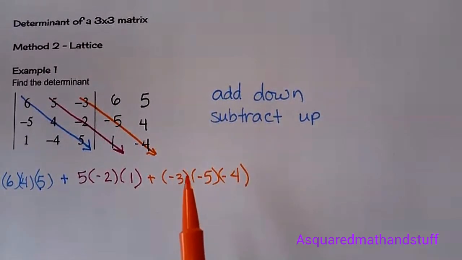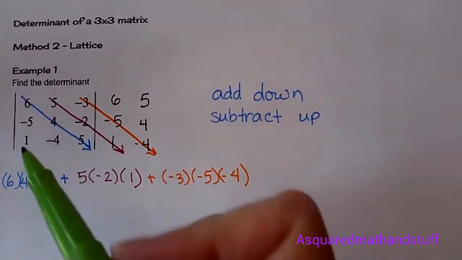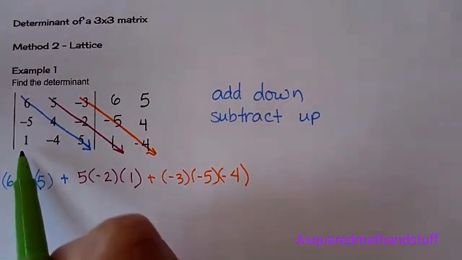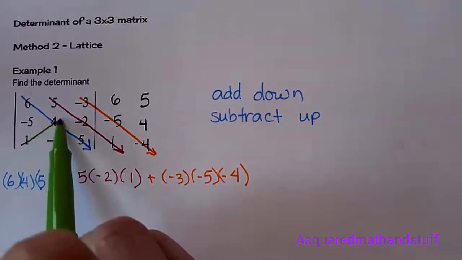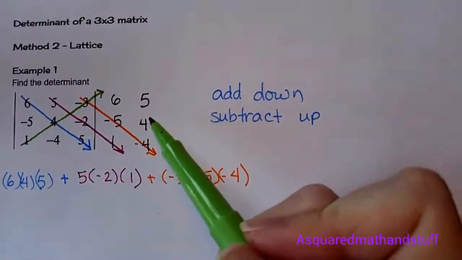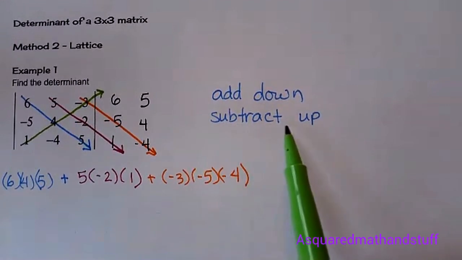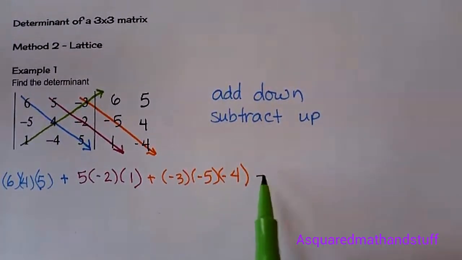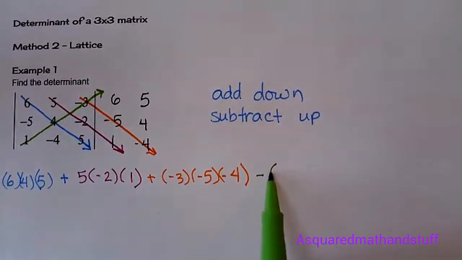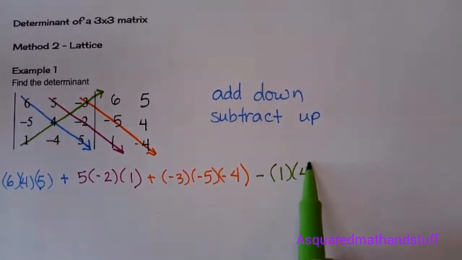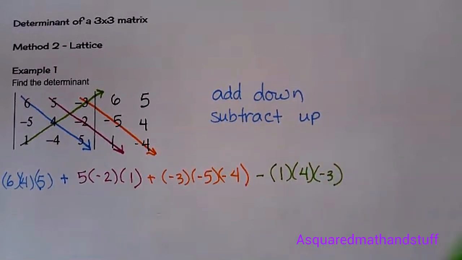So now we are going to work our way from the bottom to the top, or upward. I'm going to start with row 3, column 1, so that bottom left-hand corner, and create an upward diagonal. So because I'm going upward, I'm now going to subtract these values. So I'll have 1 times 4 times -3.